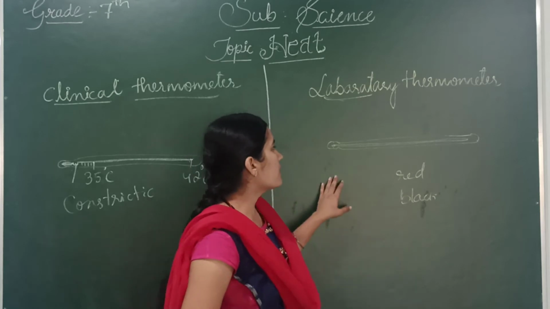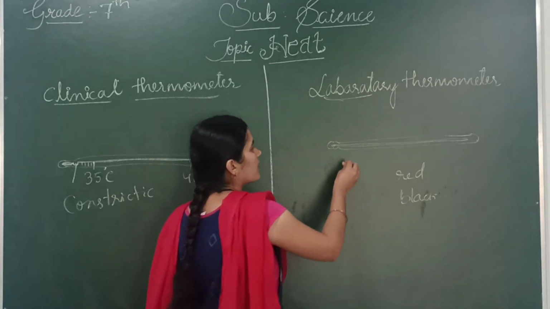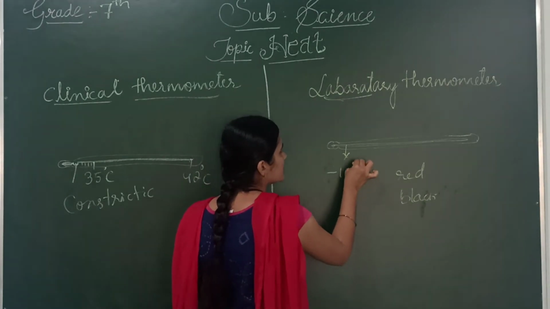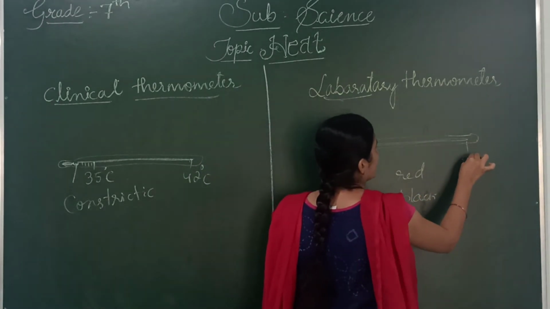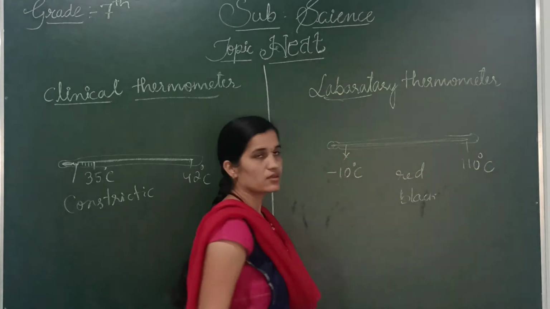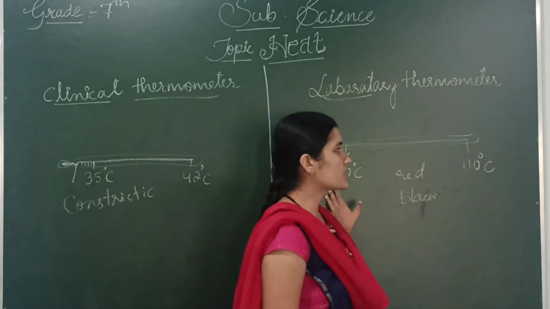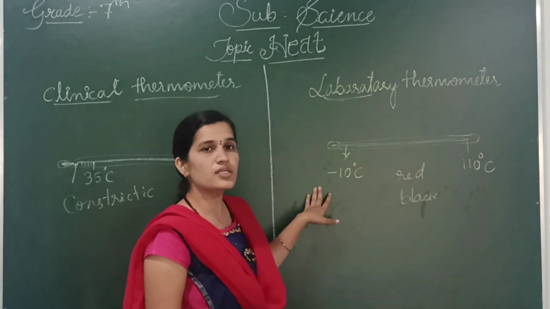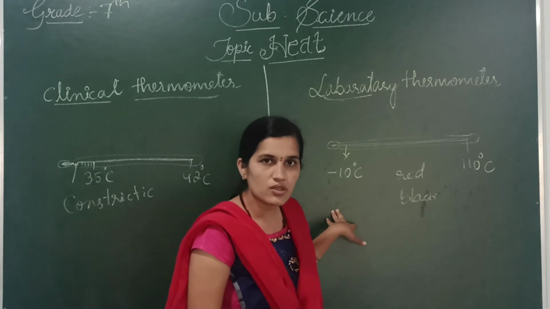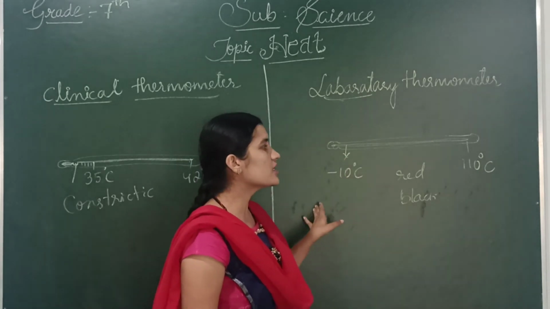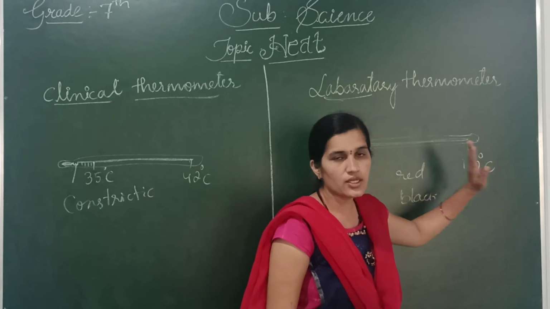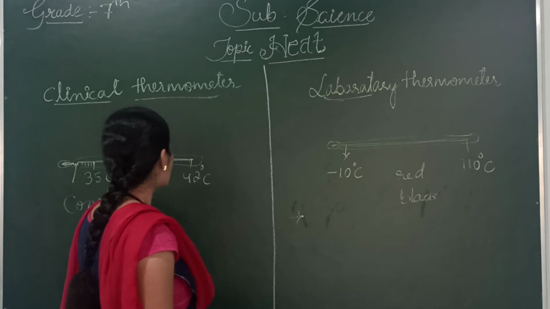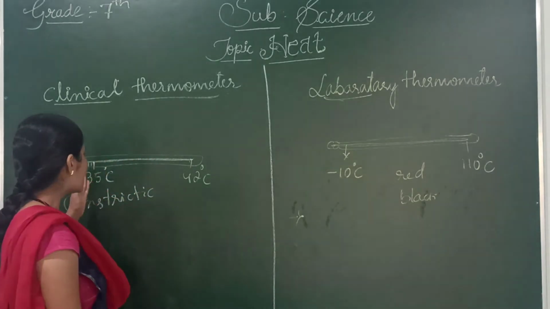Is it? Here, our second point is that the scale reading starts from minus 10 degrees Celsius to 110 degrees Celsius. How much? Minus 10 degrees Celsius to 110 degrees Celsius. Yes, the second point is that the scale readings in our laboratory thermometer start from minus 10 degrees to 110 degrees Celsius. Okay. And next, the third point is that in the clinical thermometer there is a constriction.